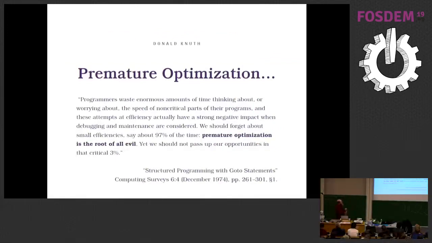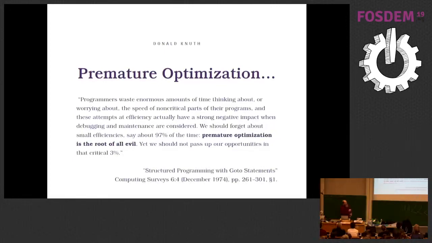That's the classic quote from Knuth, right? Everybody has read, well, only this part usually: premature optimization is the root of all evil. But out of context, it doesn't mean what it actually means. So maybe we should read it in full. Programmers waste enormous amounts of time thinking about or worrying about the speed of non-critical parts of their programs. And these attempts at efficiency actually have a strong negative impact when debugging and maintenance are considered.